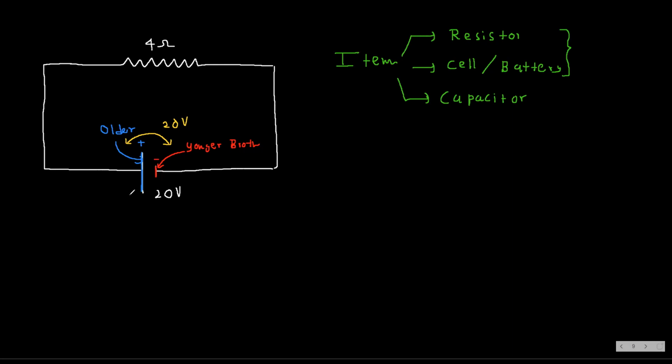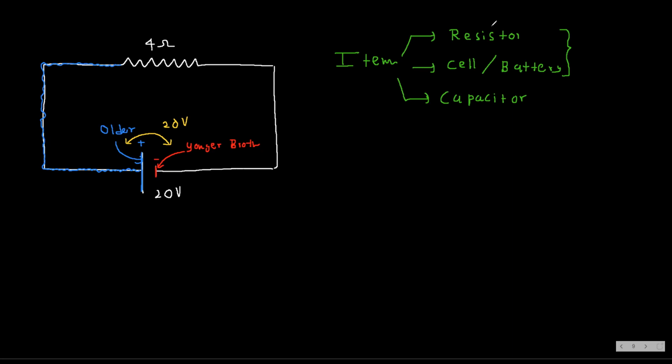Clear, sir. Okay. Now I'm going to color the region of the older brother. Now this is the region of the older one. I cannot color this part blue because there is an item, a resistor, here. So I have to stop here. Is it clear?